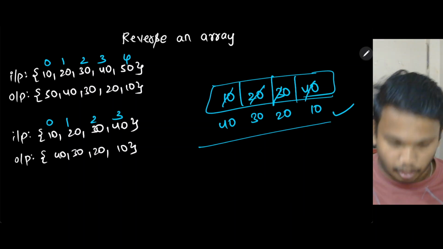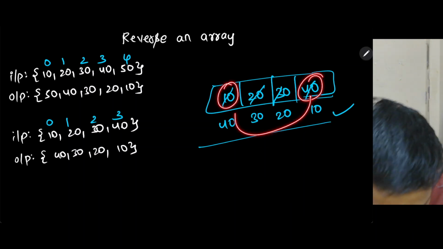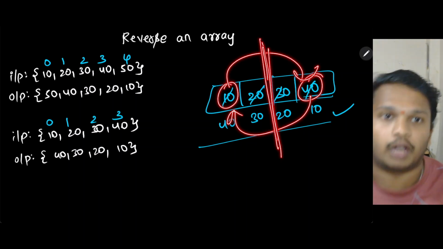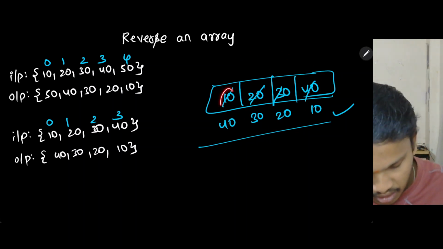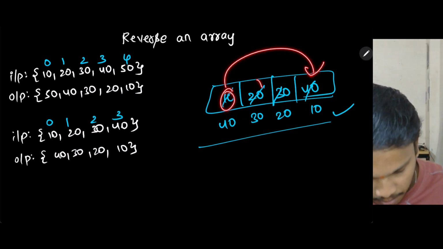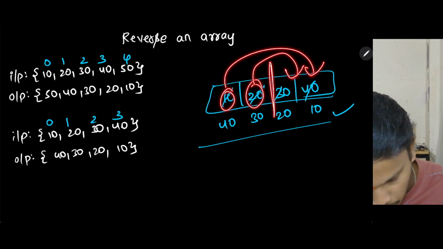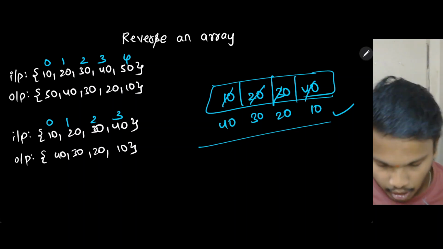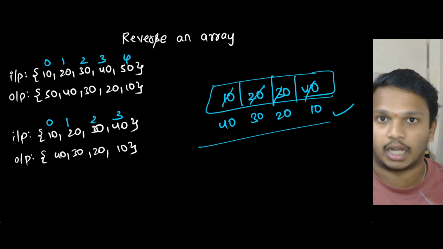And one thing we need to observe: we are swapping two elements at a time, right? So we stop the process at half of the array. The first element will be swapped with the last element, the second element with the second-last element, right? We are not proceeding after half of the array. We need to observe this very carefully. Now how to write the algorithm I will explain later. I will provide the algorithm after the program.